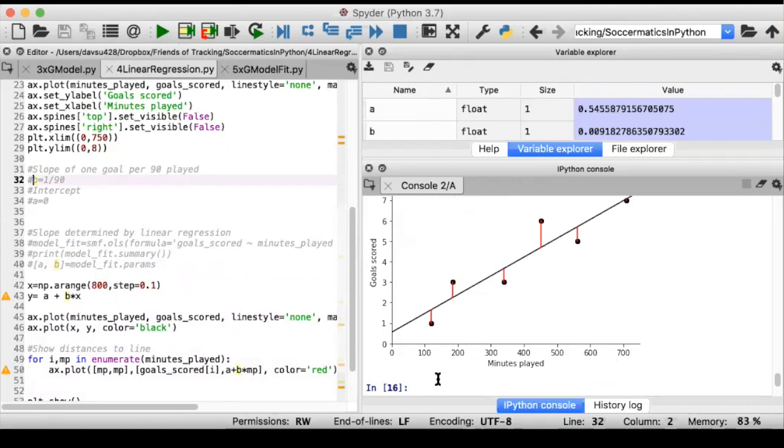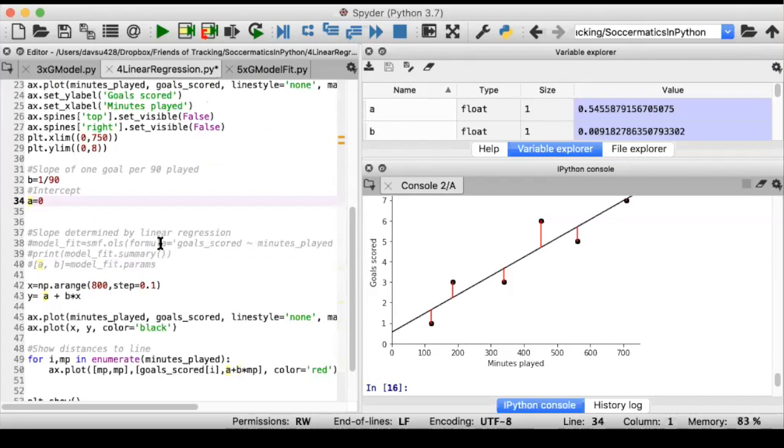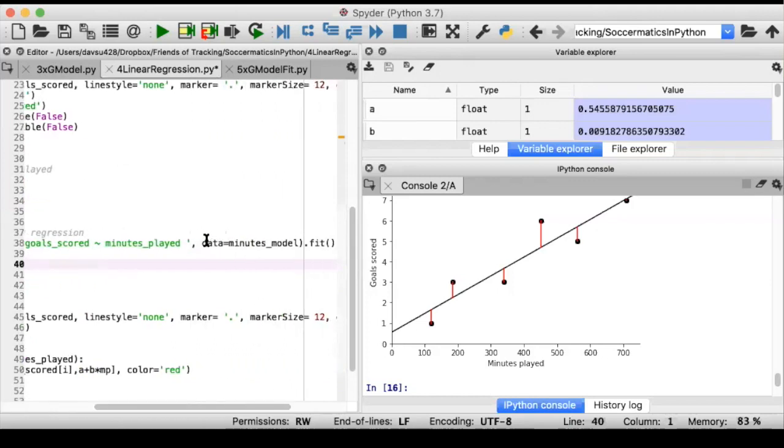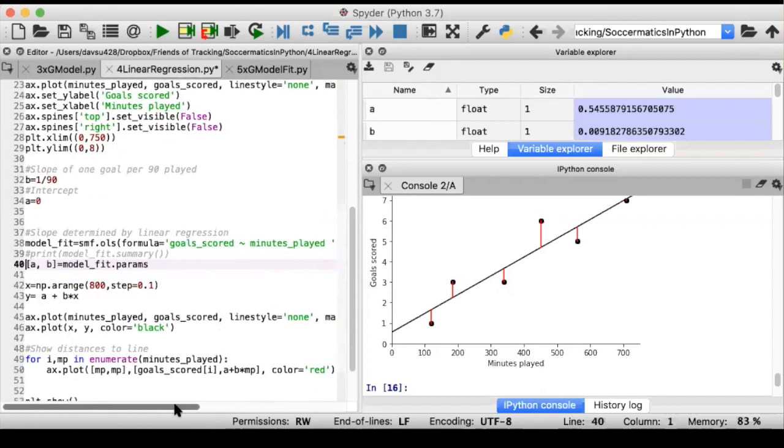Well, what I use is a library here, the statsmodels library, which I've imported at the start, and I've called it SMF. And there are lots and lots of different statistical tools in the statsmodels library. But the one I'm going to use is one that does ordinary least squares regression. And it takes in a data frame. The data is the minutes model. This is the data frame I set up at the start. And it fits a model, goals scored as a function of minutes played. It fits 2 parameters. One parameter is the slope, and the other is the intercept.